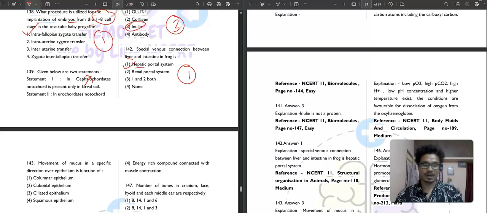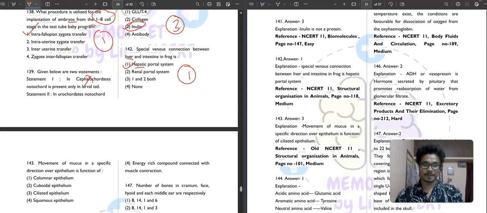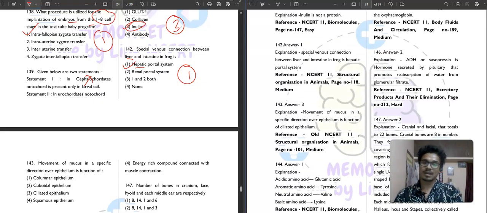Then question number 143. It is saying that movement of mucus in a specific direction over epithelium is the function of columnar epithelium, cuboidal epithelium, ciliated epithelium or squamous epithelium. Movement of mucus in a specific direction over epithelium is the function of ciliated epithelium. So the third option is your correct answer.